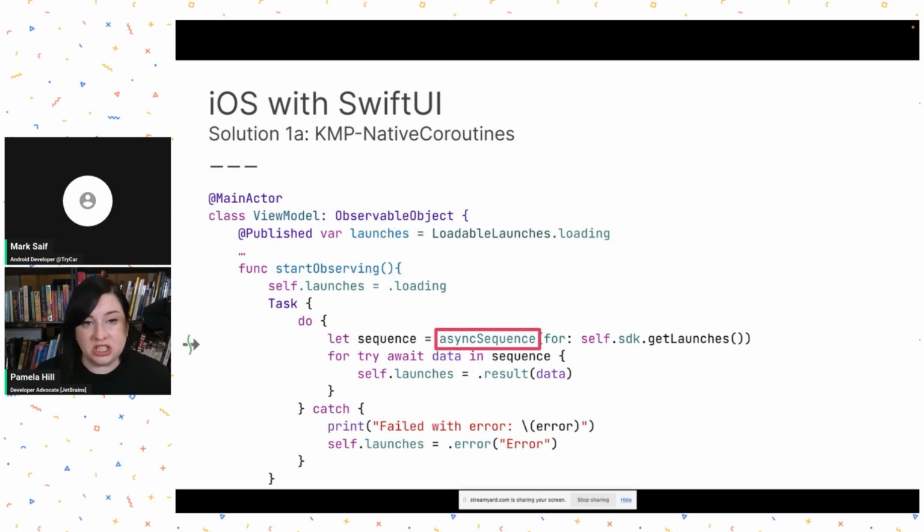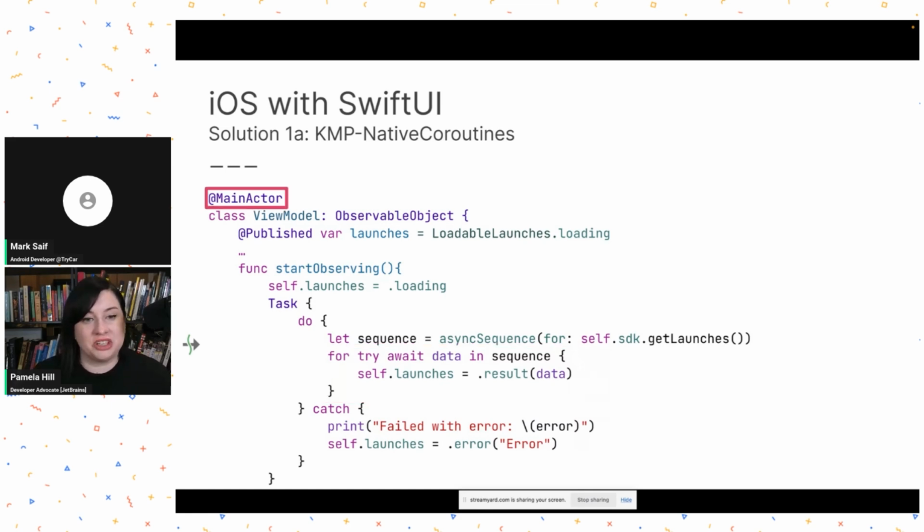So again, you would have to mark your flow function, that getLaunches function, with @NativeCoroutines. And then instead of using an async function, you would use an async sequence. And then you would iterate over that sequence with the await mechanism and continually update that published variable with the latest result of that sequence.